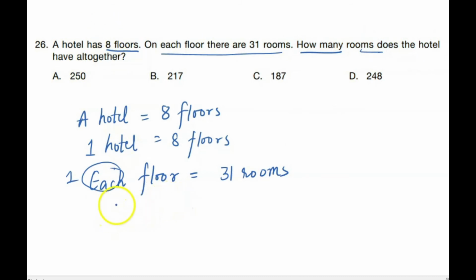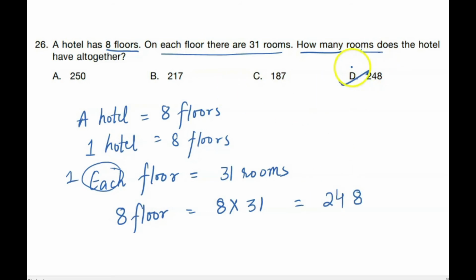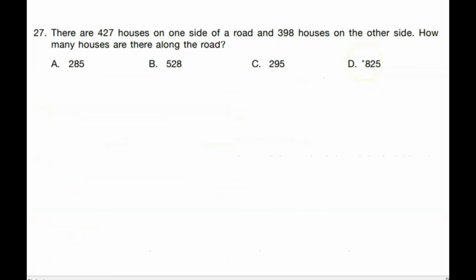So there are 8 floors. One floor has 31 rooms. Then 8 floors will be having 8 times 31 rooms. That means 8 times 1 is 8. 8 times 3 is 24. So it will be 248 rooms altogether. Next question. Question number 27.